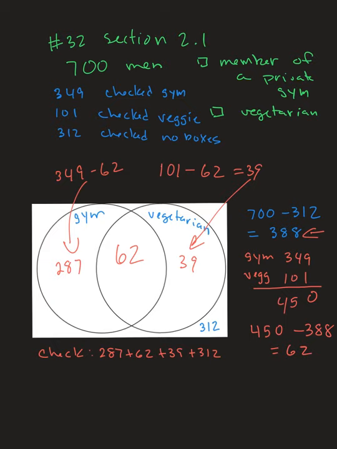Okay. So this Venn diagram was a little bit more difficult than the previous one because they did not tell us the middle part. We had to find the middle part ourselves by comparing these two numbers here.